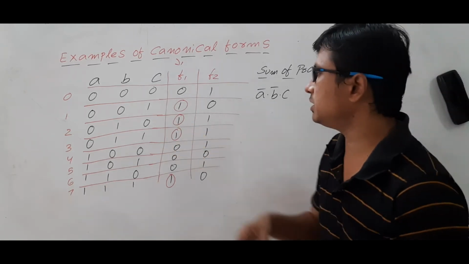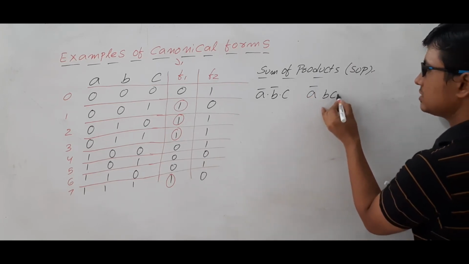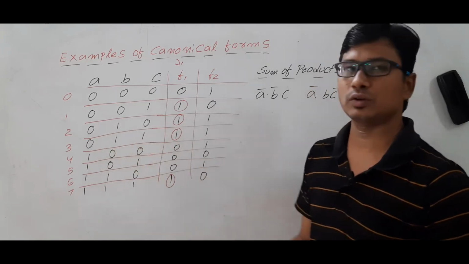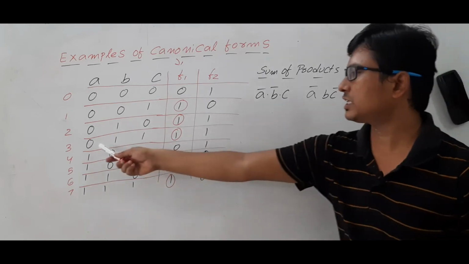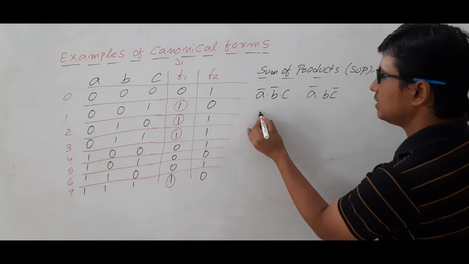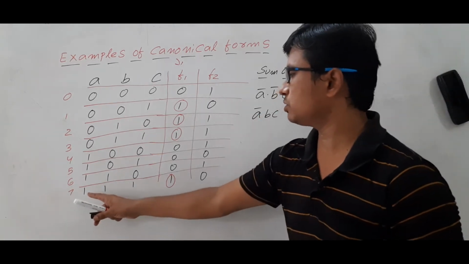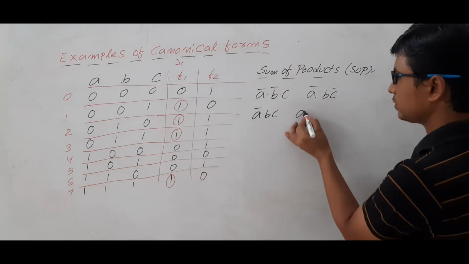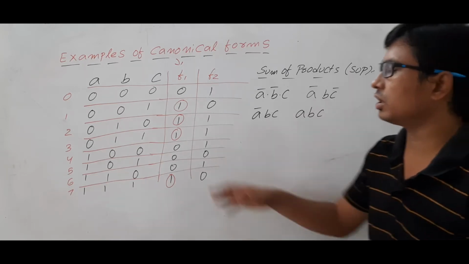Now again, the next min term is A's complement, B, C's complement. Will you agree with me or not? Because it is 0, 1, 0. So A's complement, B, C's complement. The next one is 0, 1, 1, which is nothing but A complement, B, C. And next, for 1, 1, 1 it is producing output as 1. So again you can write it as A, B, C. So these are the 4 min terms you got.